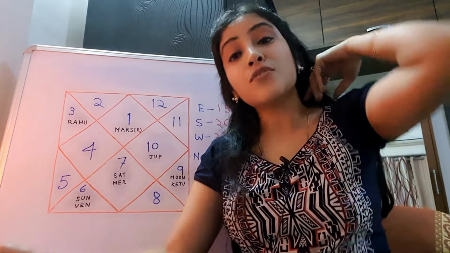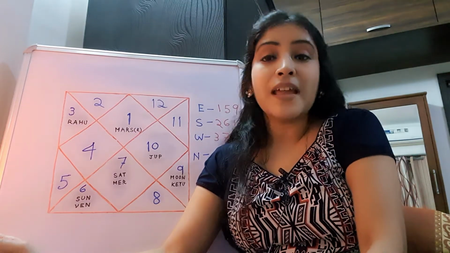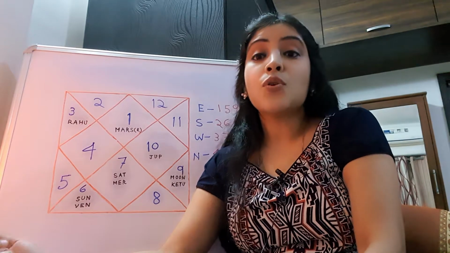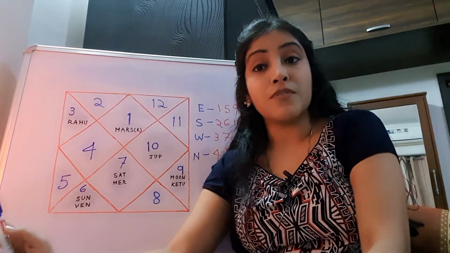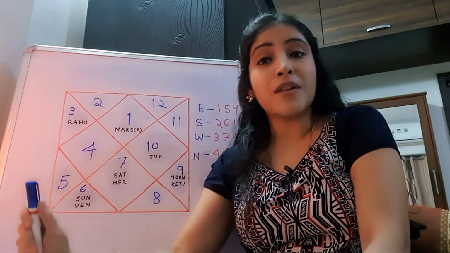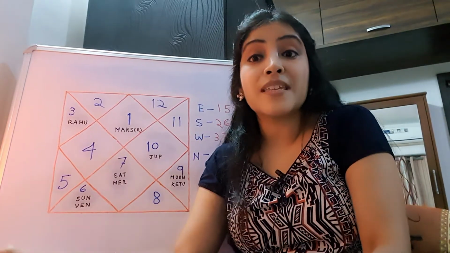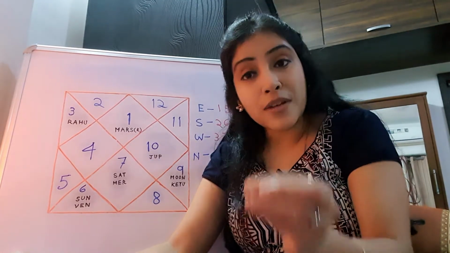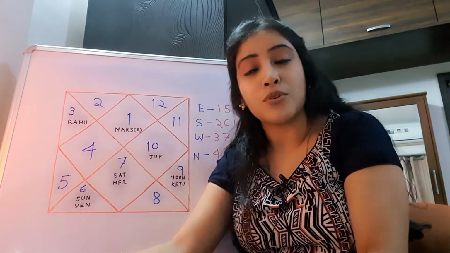Venus is in the sign of Mercury. Virgo is the sign of exaltation of Mercury, and Libra is Venus's own sign. So Venus is in Virgo. Virgo is Mercury's sign, and Mercury is in Libra. Libra is Venus's sign. So there is a mutual exchange of zodiac signs. This is called mutual exchange between planets, or Parivartan Yoga, which is very powerful.